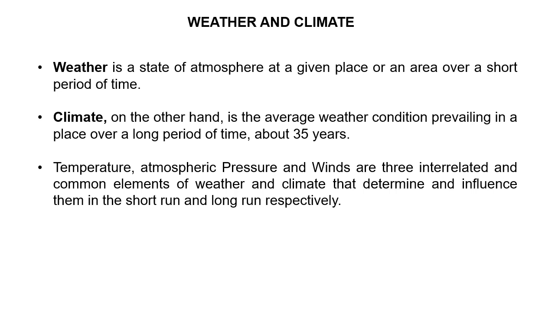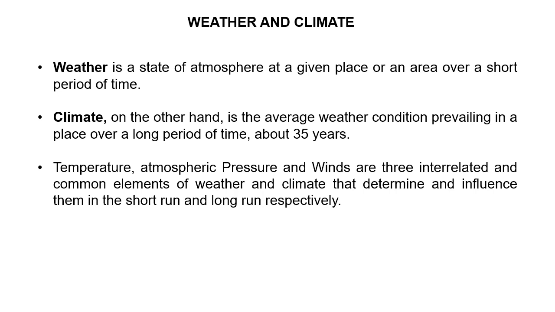But on the other hand, what is climate? Climate is the average weather condition prevailing in a place over a long period of time. And what is that long period? It is 35 years to 40 years minimum. Then we can say that that place's climate is of this type, the average weather condition. All right, Ranchi is having this type of climatic condition. Everybody likes the climate of Ranchi.